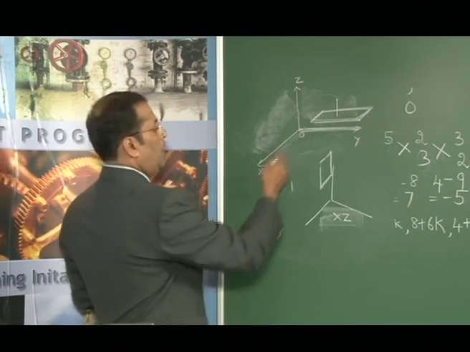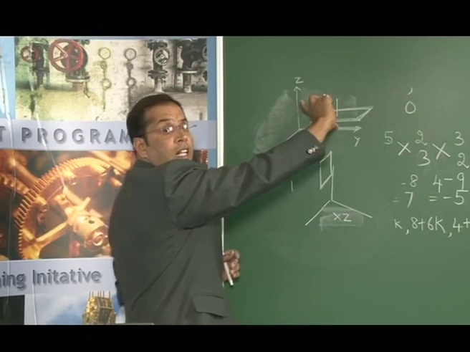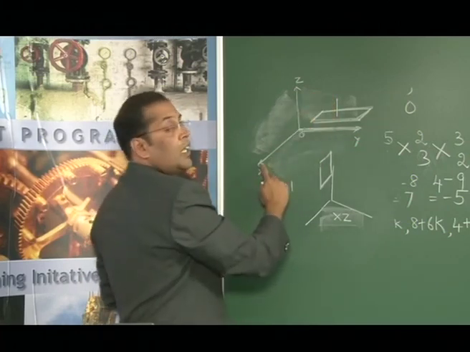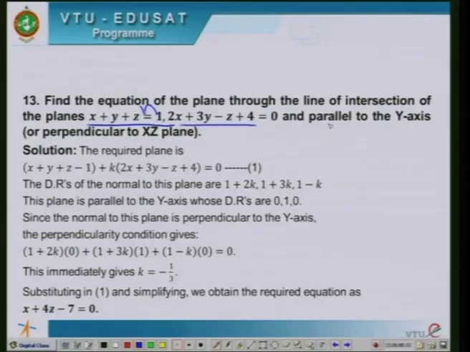Similarly, if you want a plane parallel to x, it will be perpendicular to y z plane, and a plane parallel to z axis will be perpendicular to x y plane. So, that is what is written here. There are two different concepts here. Either you say it is parallel to y axis or you say it is perpendicular to the x z plane. How do you calculate this?